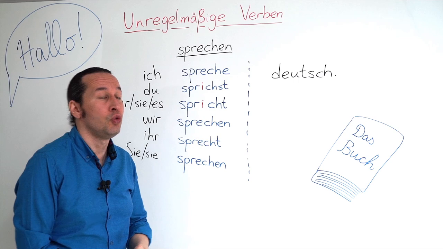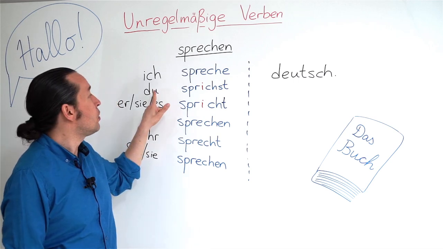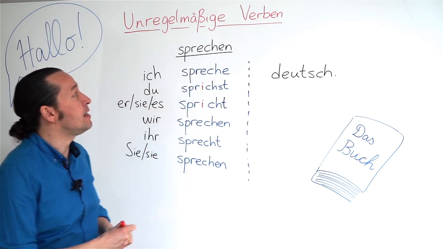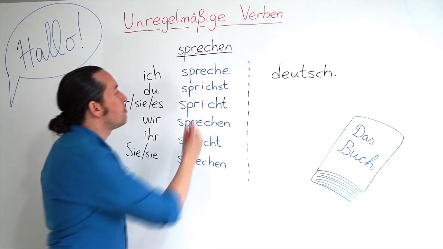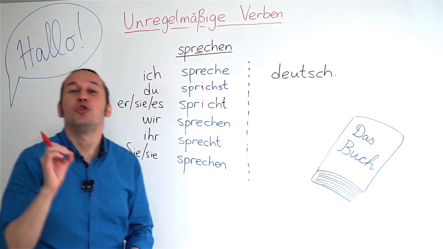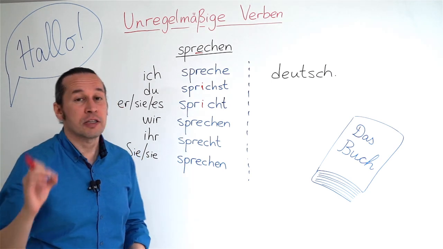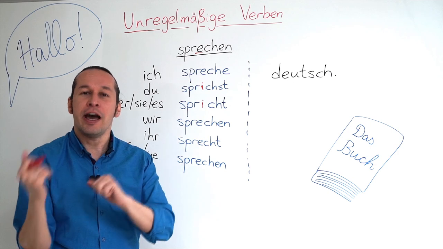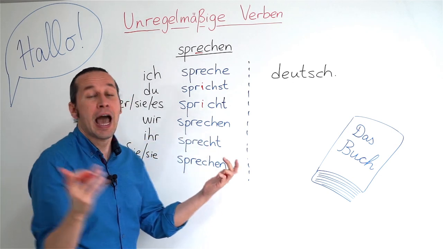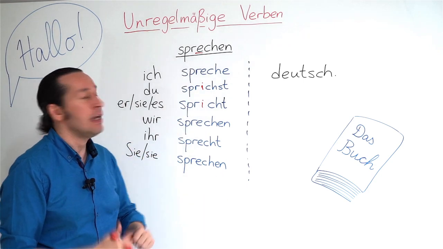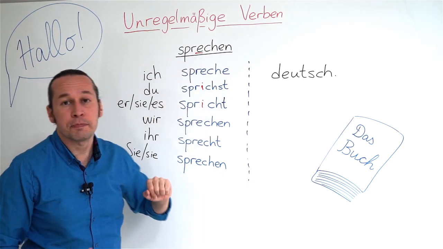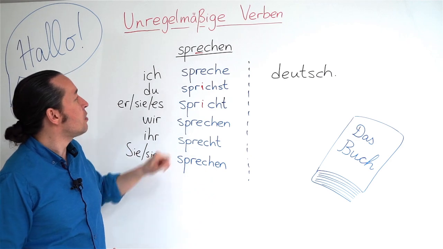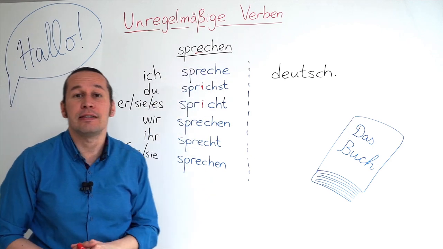What happens when I say du? Here we have to be careful. Why? Because for du and er/sie/es, there is a transformation. So I will change the e to i. And then I will say du sprichst, okay? You are speaking or you speak, it's the same. As I mentioned before, the general form of saying I speak or I am speaking will be ich spreche. But here, as I say you are speaking German, I will say du sprichst Deutsch. Du sprichst Deutsch. So the e goes and there comes an i instead.